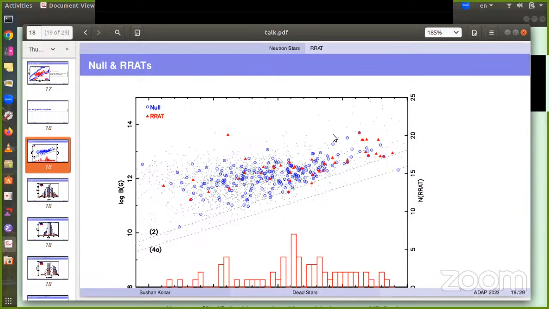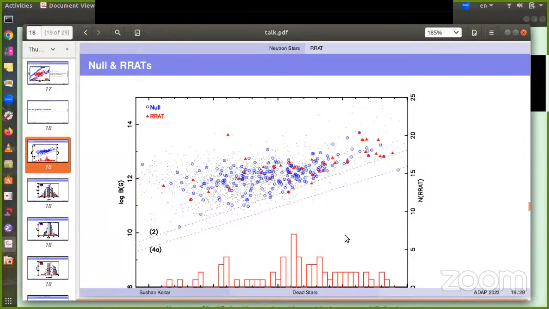They are RRATs which do not have any magnetic field estimate, only spin periods. So for these objects, I have made a histogram below to show where the spin periods are concentrated. And you will see that they are concentrated on the longer spin period side compared to the nulling pulsars.